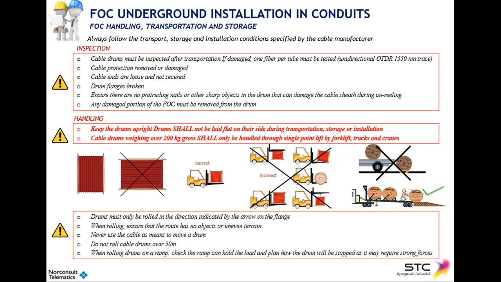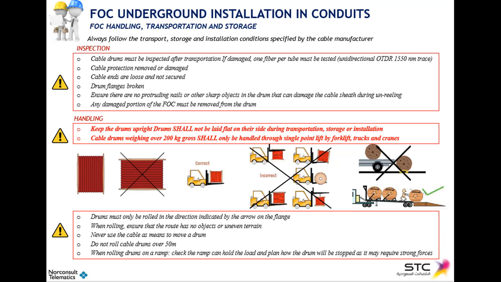If you suspect that the cable may be damaged because something happened during the transportation from your warehouse to the site, or because you saw something abnormal when the cable drum was delivered by the manufacturer, what you have to do is test it. You have to test one fiber per tube with an OTDR at 1550 nanometers. This is a mandatory test, as we will see in the last chapter.